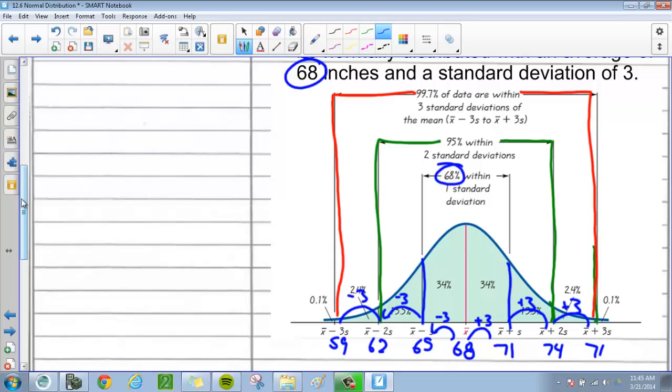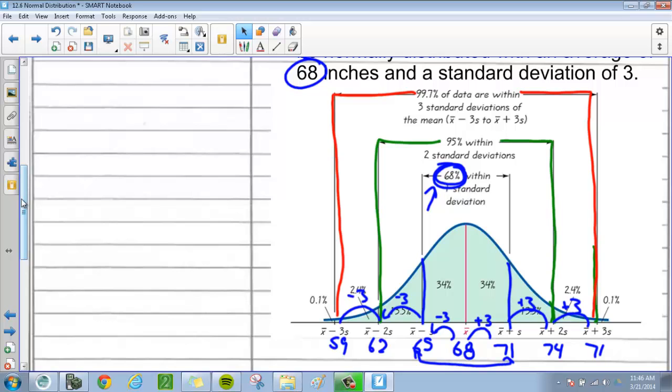So if we look at this data and I were to say to you, hey, what percent of the students are between 65 inches and 71 inches tall? Well, you say, that's 65 to 71. Well, that's from here to here. Those are 1 standard deviation away. So about 34 plus 34, which is 68% of the students are within 1 standard deviation of the mean, or 68% of the students are between 65 and 71 inches tall. And that's how you read a bell curve like this.